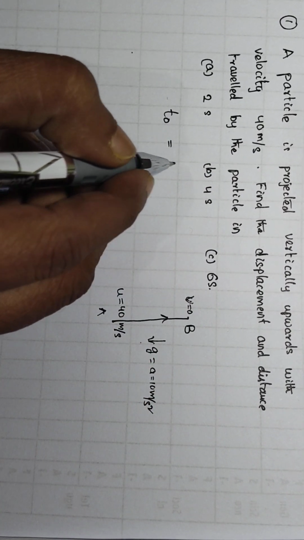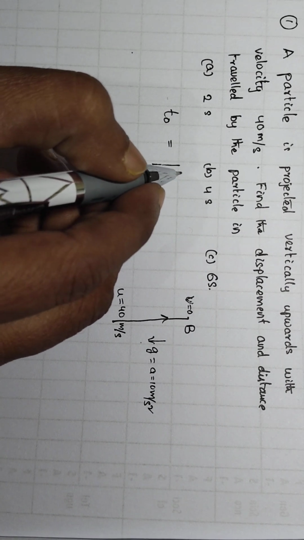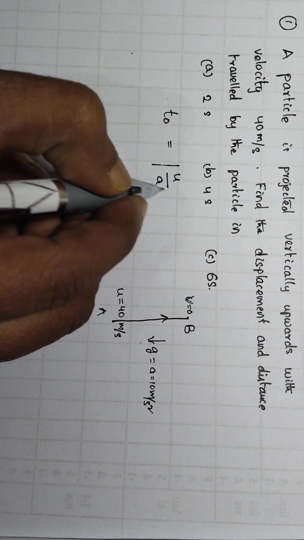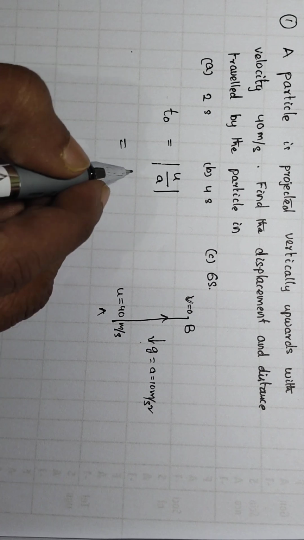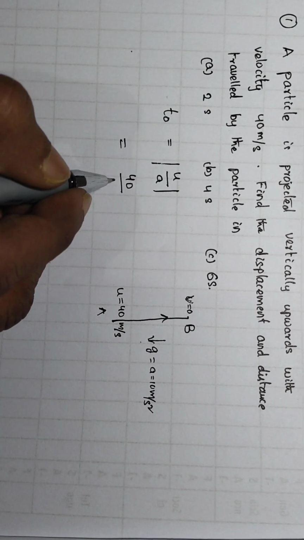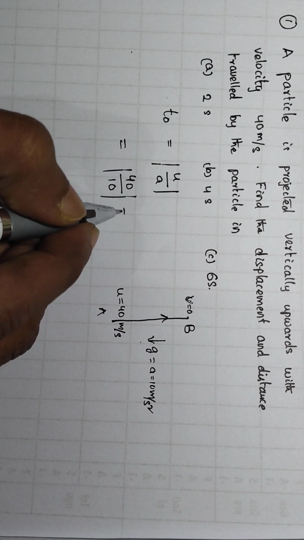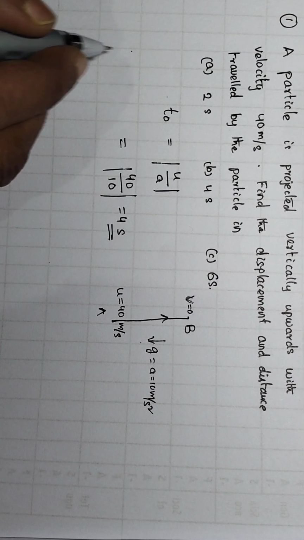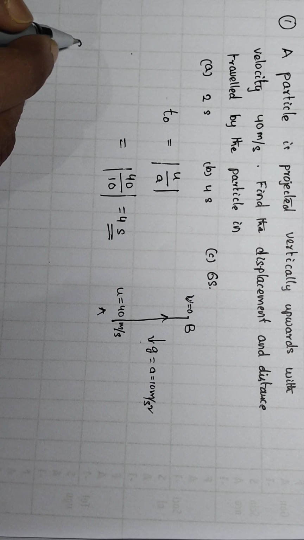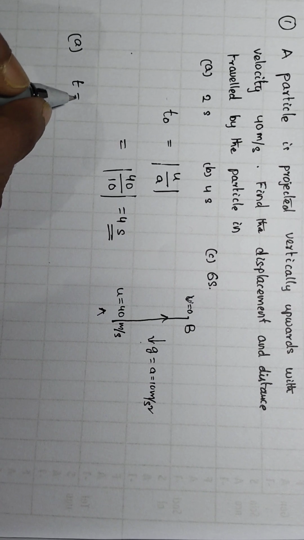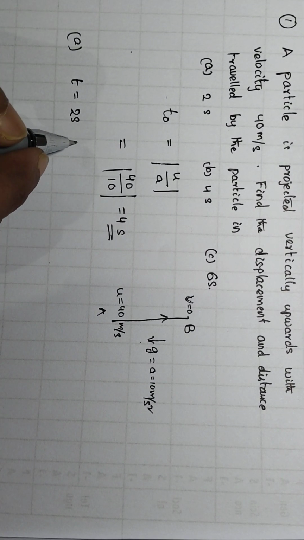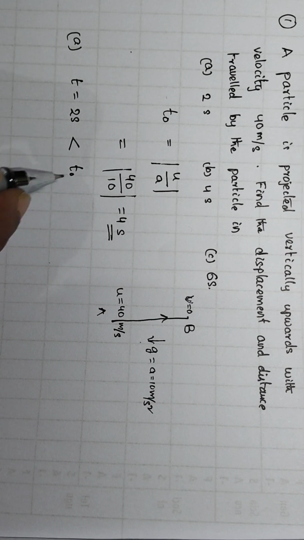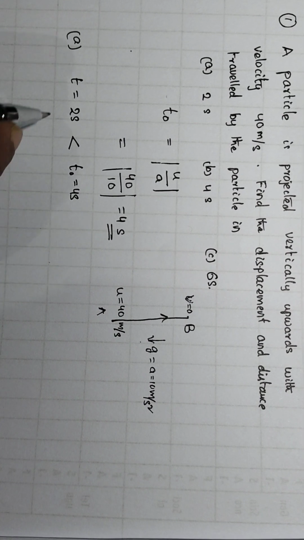Time t naught is equal to the modulus of u by a. That means u is 40, a is 10, so that is equal to 4 seconds. So when you take point A, the time t is equal to 2 seconds, which is less than the value of t naught, equal to 4 seconds.